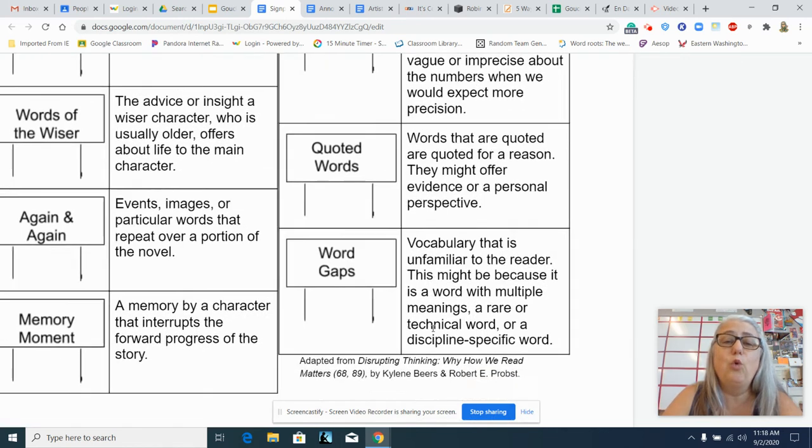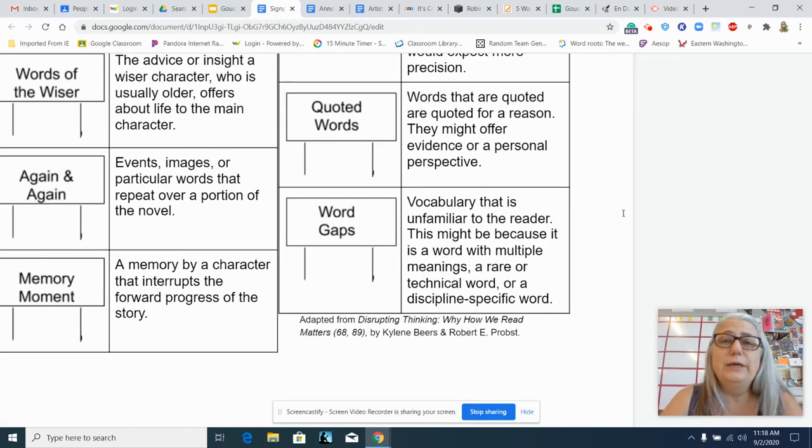The next one, quoted words. So these are going to be words that are in quotation marks for some particular reason. Either it's an eyewitness account, so they're quoting somebody who was there, or they're quoting an expert because they want to add some ethos. They want to add some authenticity to what they're saying. So you want to look for anything that might be in quotation marks. And for this, you could just write quote, right?